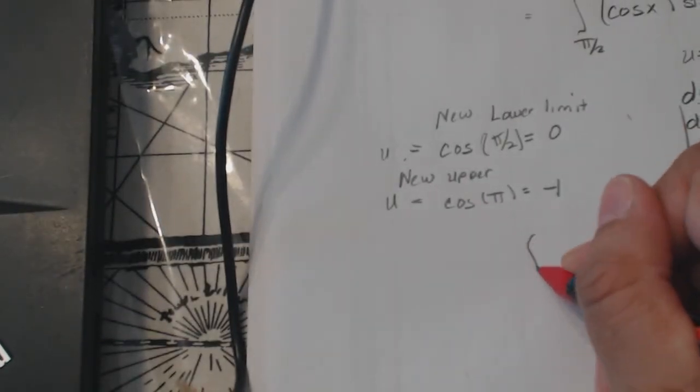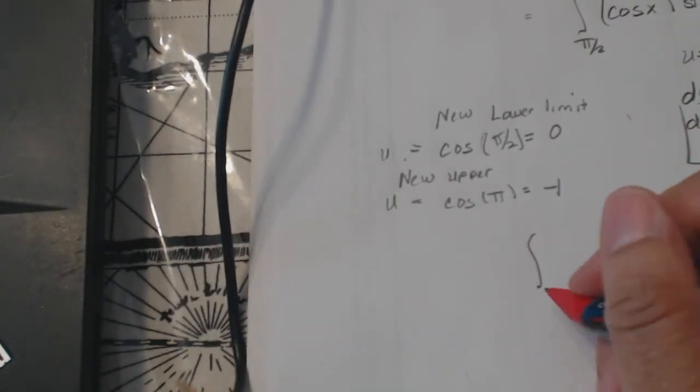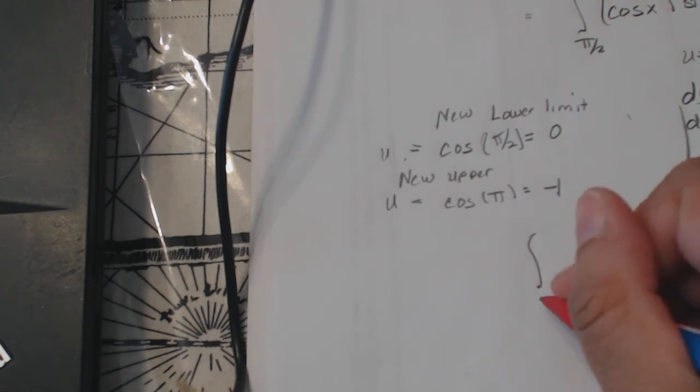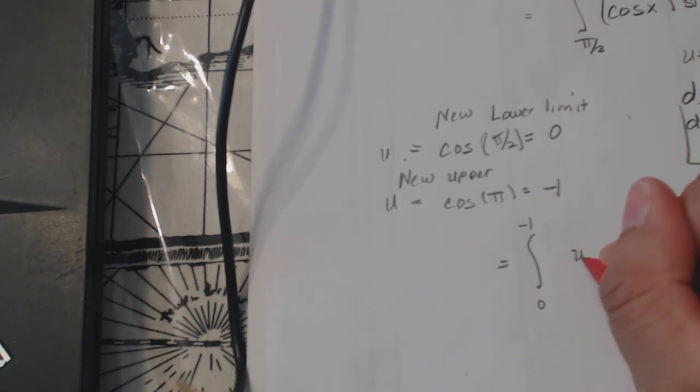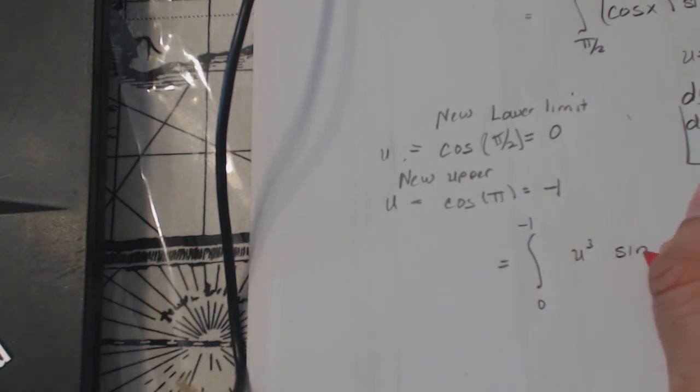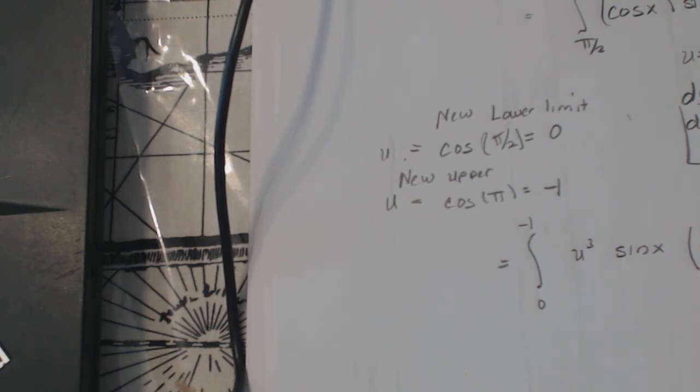And so what we really have is the integral now from the lower limit of 0. Keep them straight. I know this minus 1 is a lower value than 0, but just go through the machine. And we get the substitution is u equals cosine x. Instead of dx, we have minus 1 over sine x du.